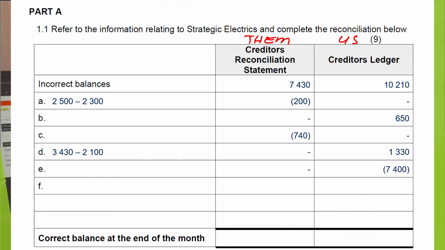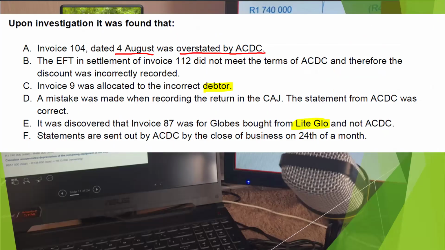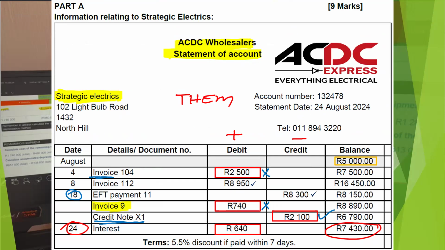It was an invoice. That doesn't belong to them. Okay. The last one says the statements are sent out by ACDC by the close of business on the 24th of a month. And that means, guys, comparisons are done.